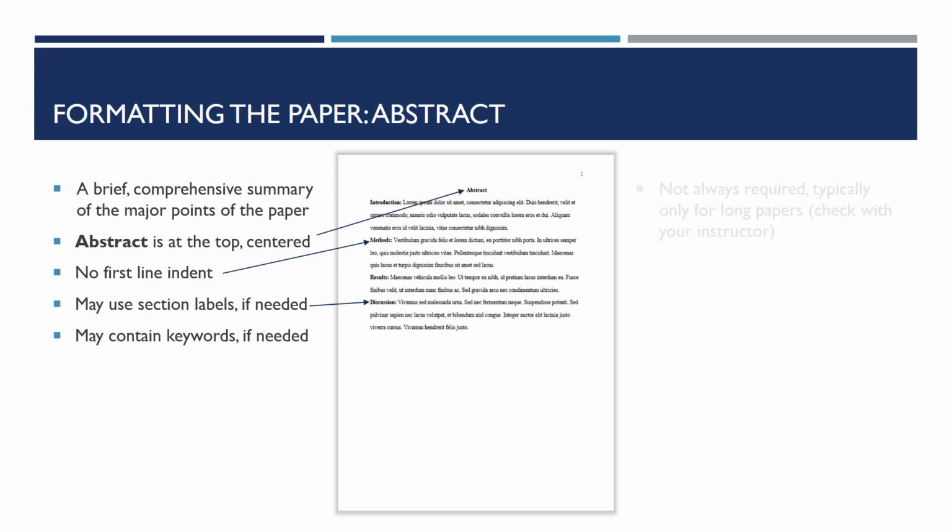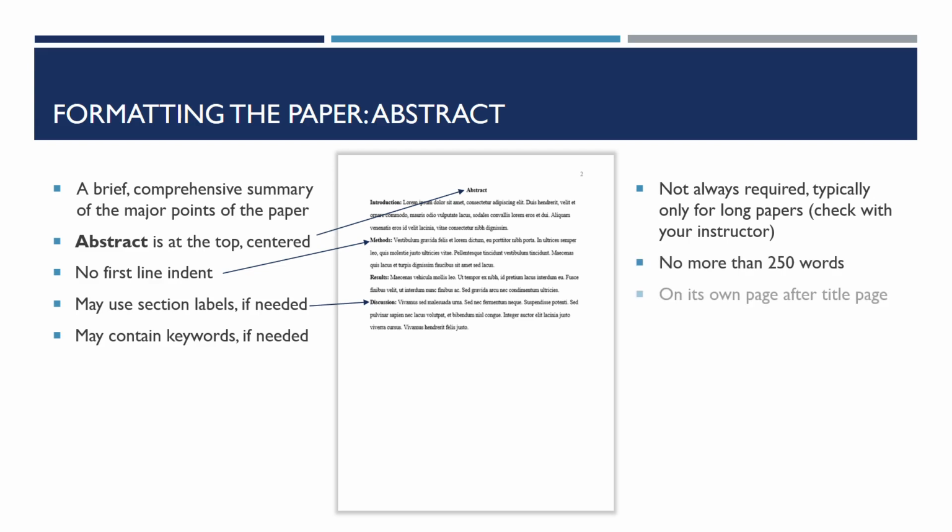The abstract is another element that is not often required, as it's usually only used in longer papers that benefit from a quick summary at the start, so please check with your professor to see if it's needed. If you do need one, your abstract summary shouldn't be any longer than 250 words and is on its own page after the title page, with the actual beginning of your paper starting on the next page after the abstract.